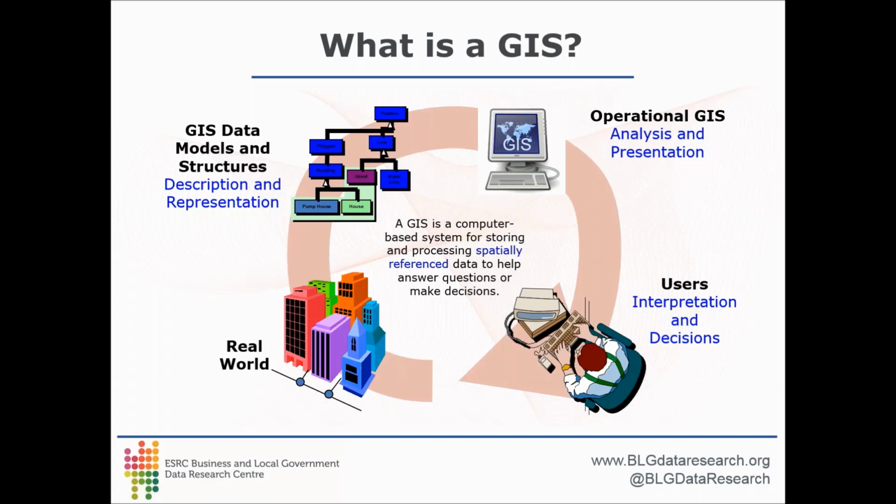Having defined those sorts of features, we can import them into the GIS program. We can use the GIS to undertake a large array of different types of spatial analysis, present the information in different forms such as maps and tables and graphs, and ultimately that can be employed by a range of users to help interpret different types of information and make decisions, which then in turn obviously feeds back onto the real world that we're dealing with.